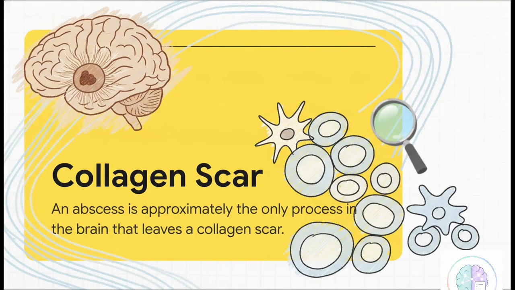I want to leave you with a fundamental, totally unique histological footprint of this pathology. A cerebral abscess is virtually the only process in the whole brain that leaves a collagen scar. Think about that. Almost all other destructive processes in the brain leave glial scars, but an abscess leaves collagen.